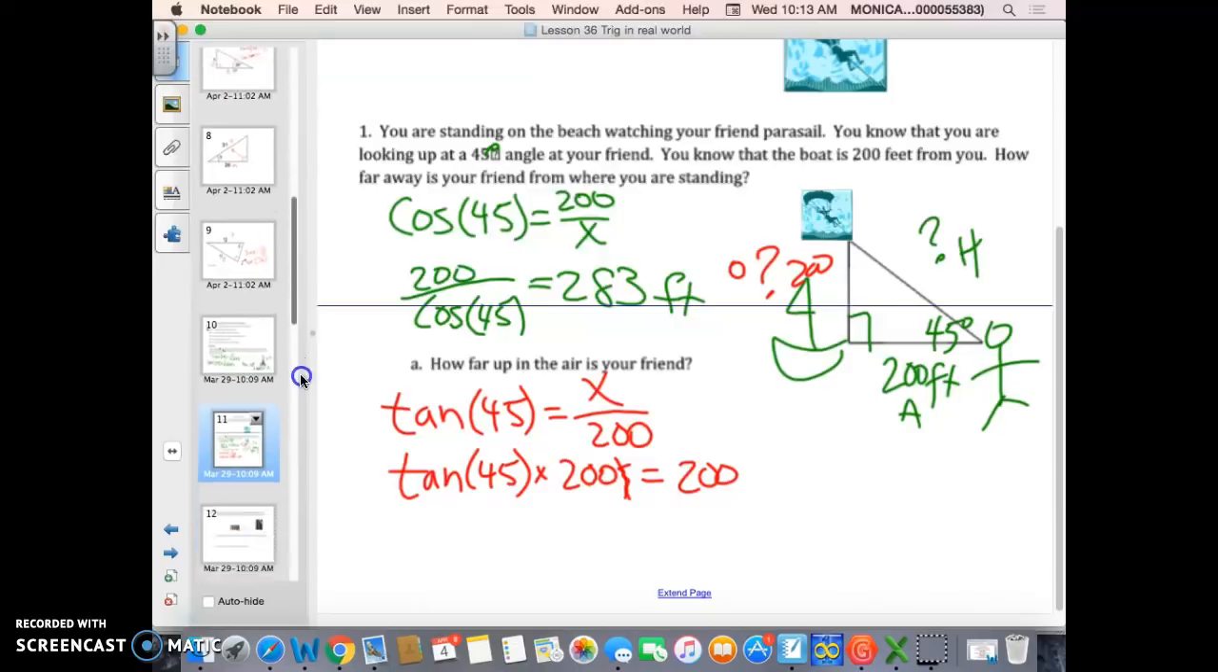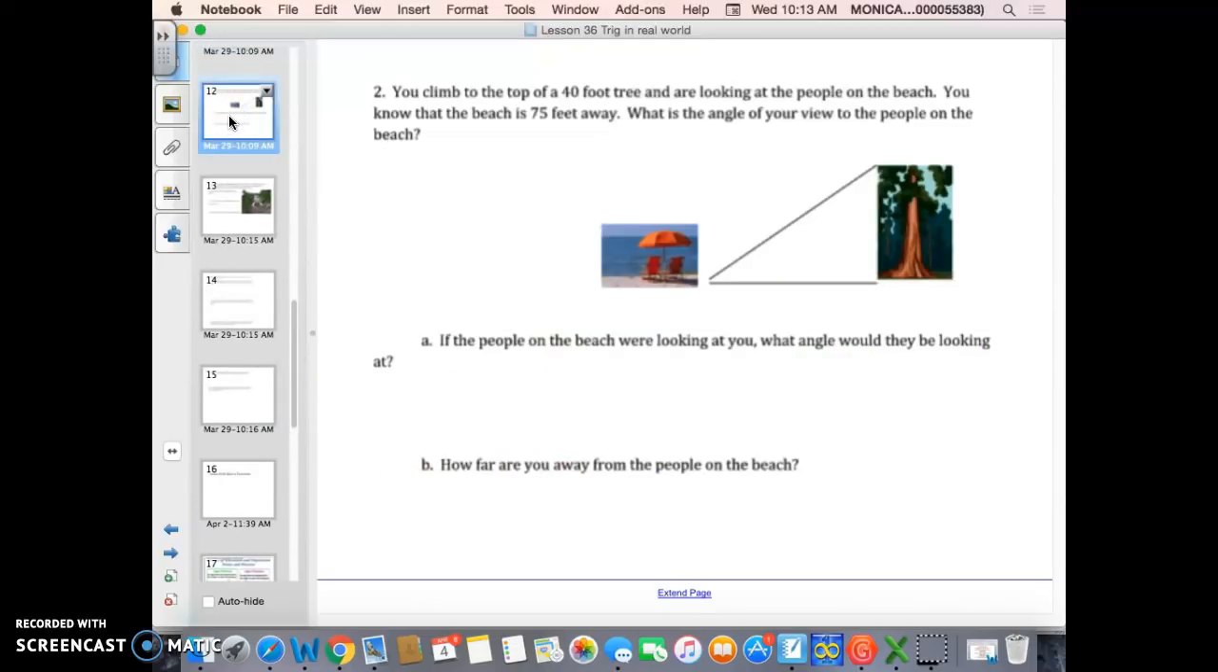All right, next scenario. Next scenario is you are going to climb to the top of a 40-foot tree. So here you are, a kind of creeper. You're sitting up in the tree, and you're looking at people on the beach. You know the beach is 75 feet away, and you know that this is a 40-foot tree. And you want to know at what angle are you creeping out and looking at these people.